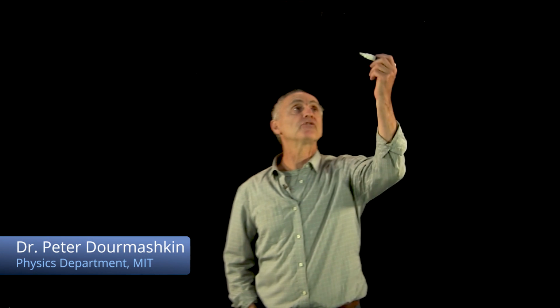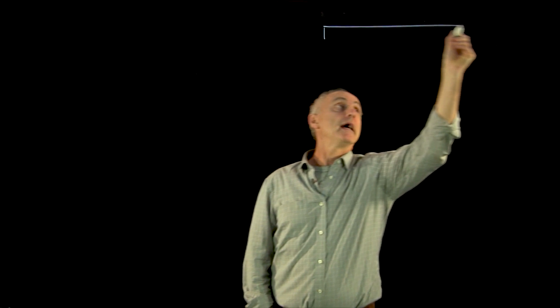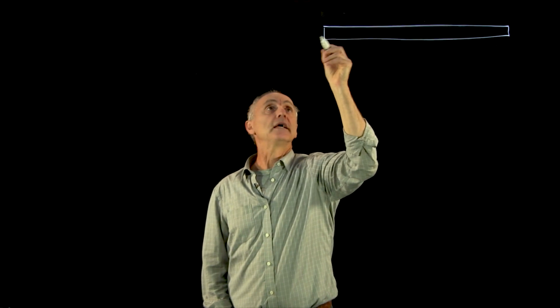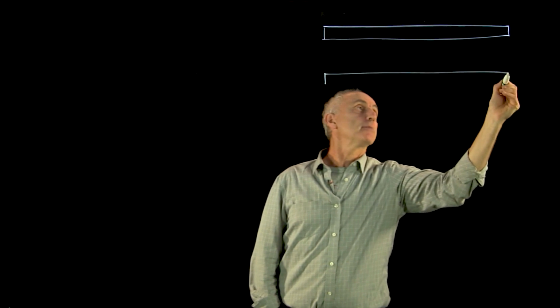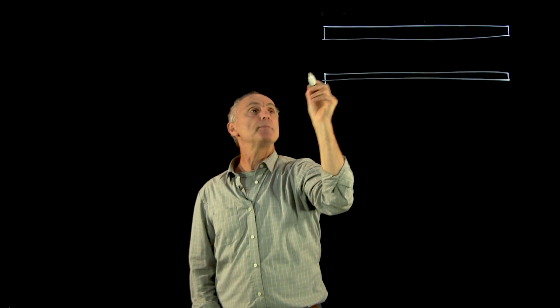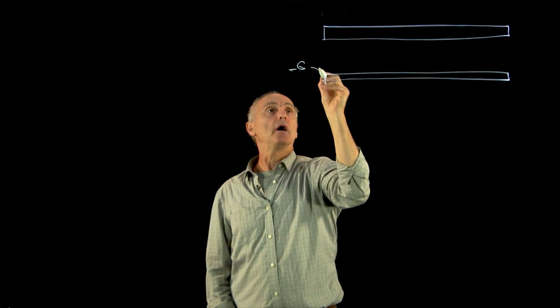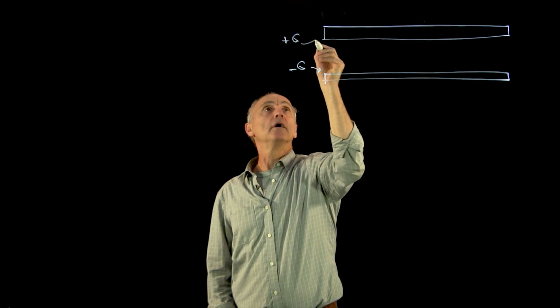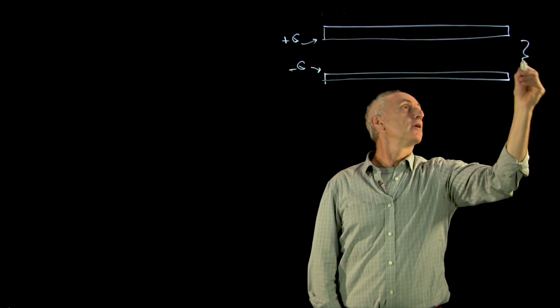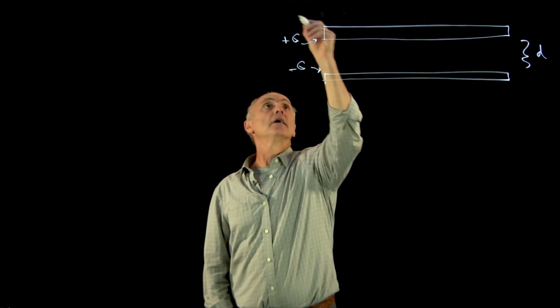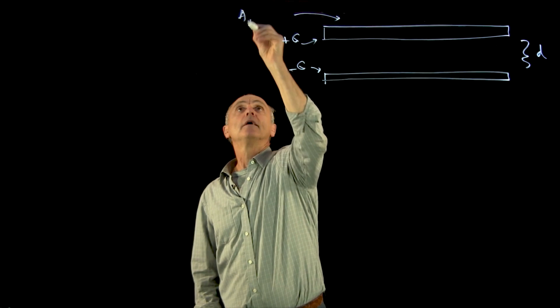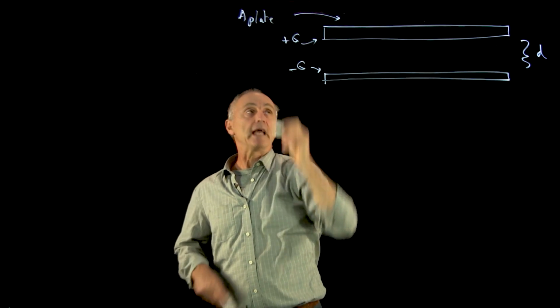Let's now calculate the capacitance of our parallel plate capacitor. So this is our first example. Suppose we have a plate, another conducting plate, and we put a charge minus Q on this one and a plus Q on this one. The plates are separated by a distance d, and the plates have an area, I'll call it A plate to distinguish that.